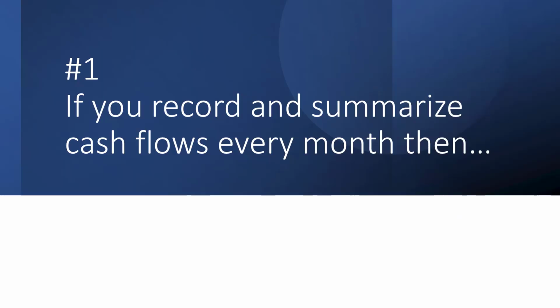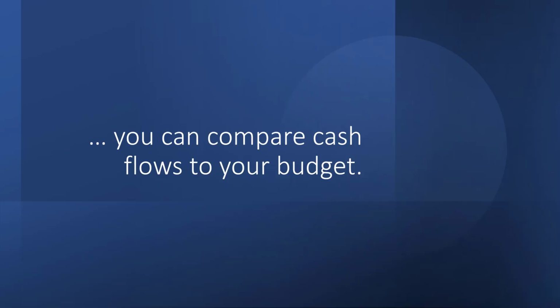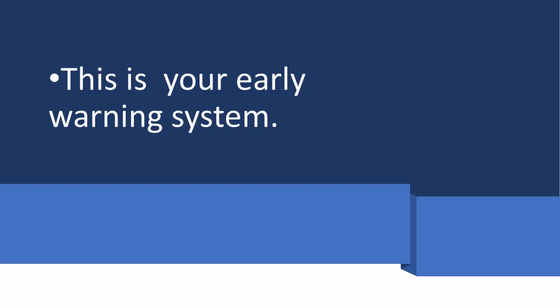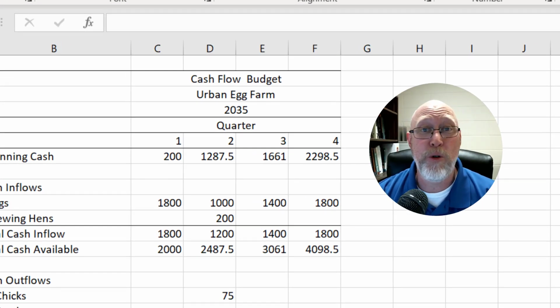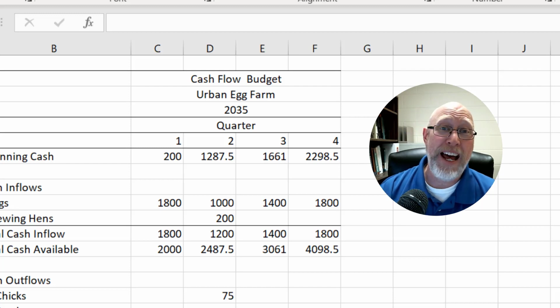Number 1, if you record and summarize cash flows every month, then you can compare cash flows to your budget. Okay, why is that so groundbreaking? This is your early warning system. In January, February, and March, you can look at your planned cash flows, your actual cash flows, and then at the end of the first quarter of the year, if there are red flags, they're going to pop up.